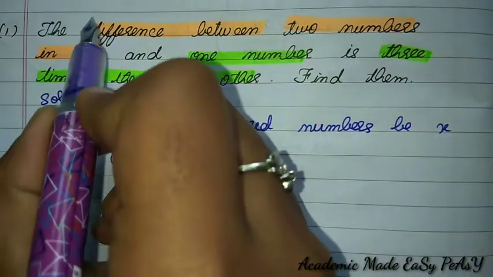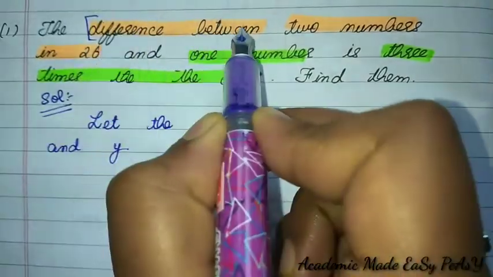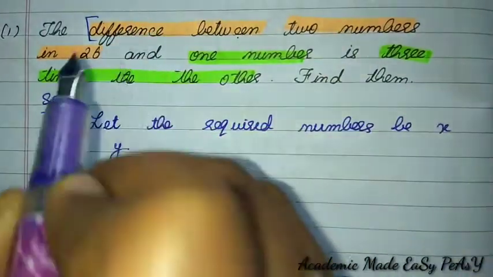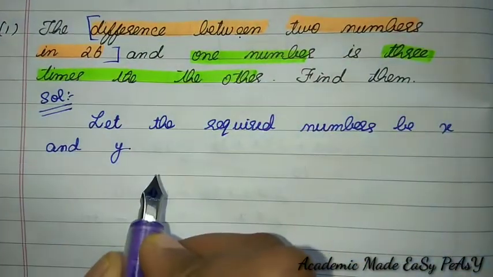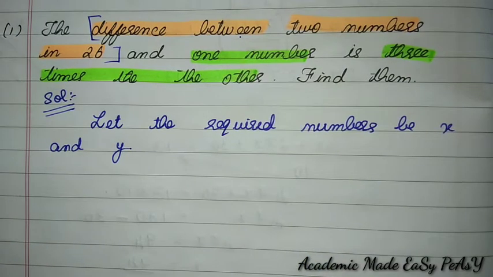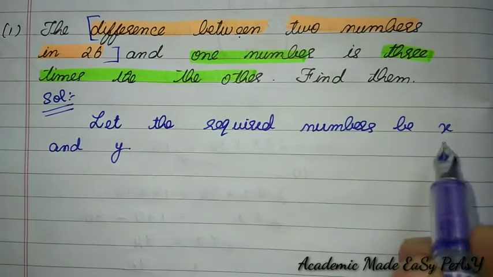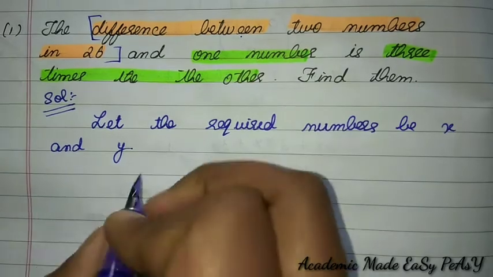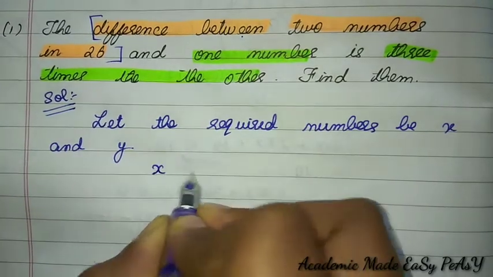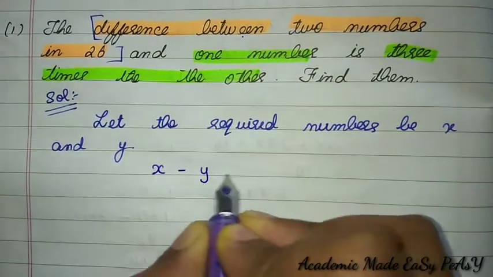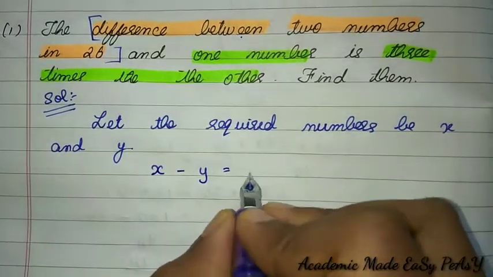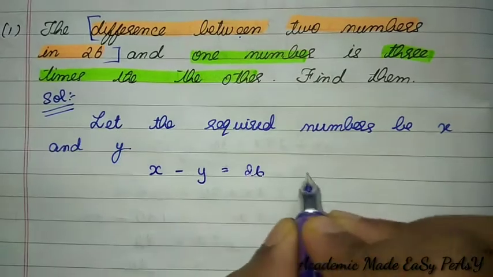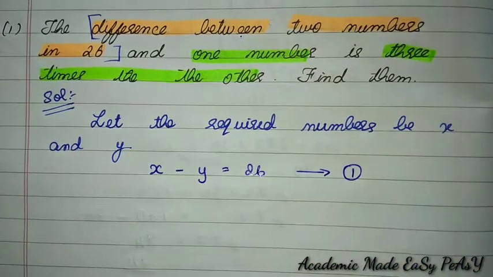So in the question what is given: the difference between two numbers is 26. This is the first part of the question. So let me take the difference between the numbers. What are the two numbers here? It is x and y. So the difference will be x minus y is equal to what is given over here, 26. So let this be equation 1.